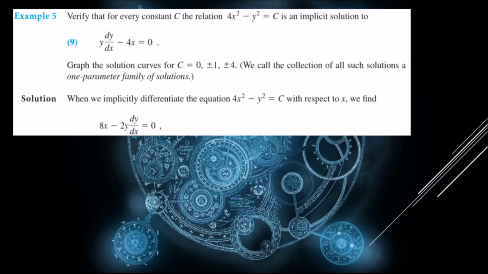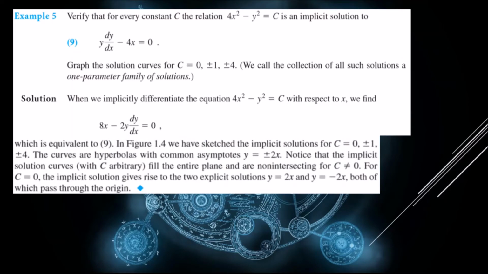Okay, so the solution, when we implicitly differentiate the equation 4x squared minus y squared equal to c with respect to x, we find 8x minus 2y dy over dx equal to 0, which is equivalent to equation 9. In figure 1.4, we have sketched the implicit solutions for c.